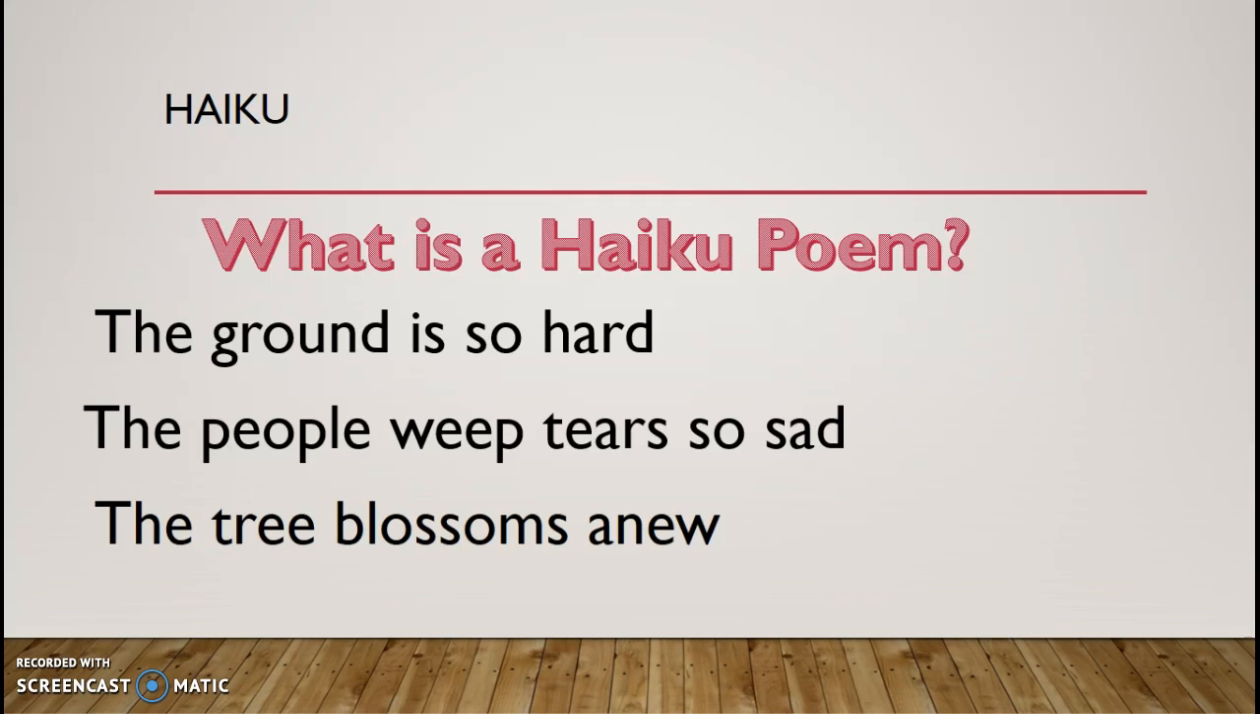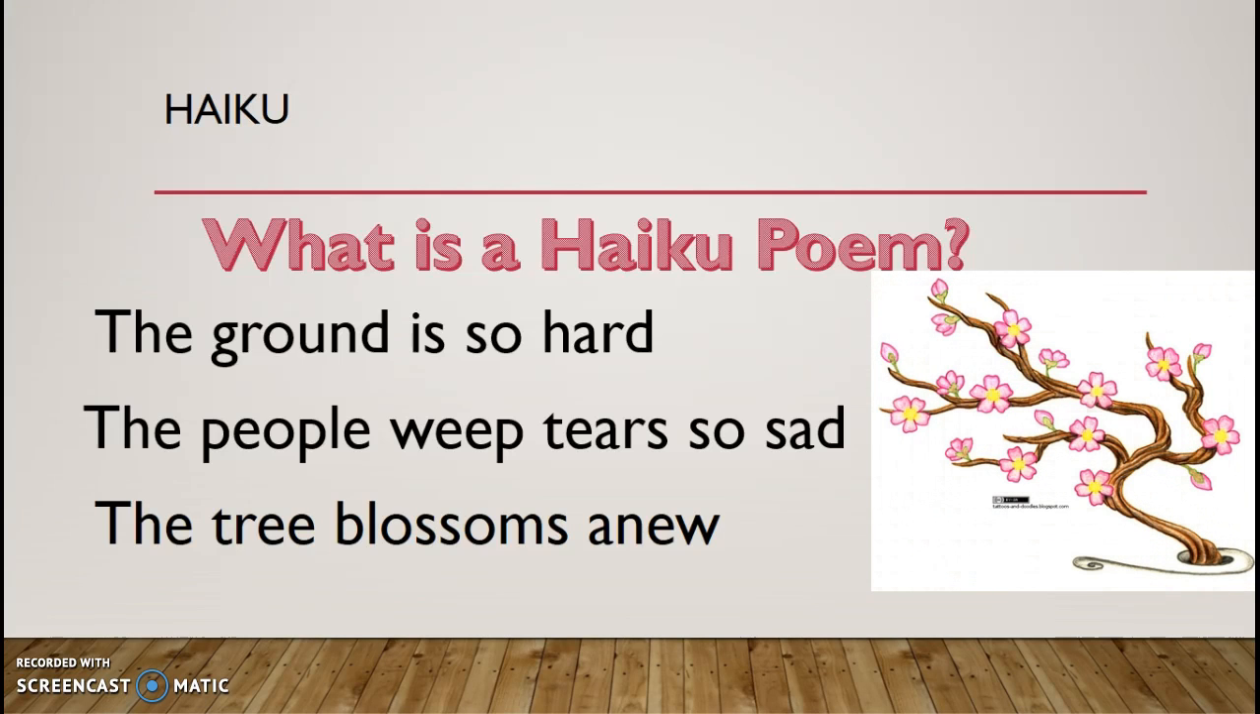The word anew is 2 syllables. We all know that from 3rd, 4th grade, how we check for that. So there's my haiku, a combination of 5, 7, and 5, but a total of 17 syllables. And it is about nature, because it talks about the trees. So the ground is so hard, the people weep tears so sad, the tree blossoms anew.